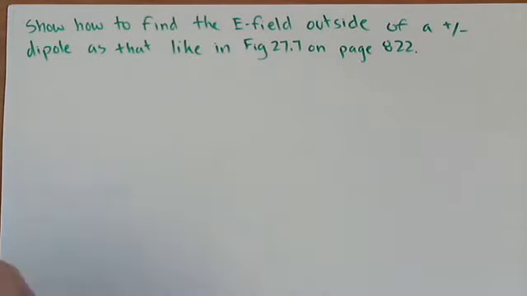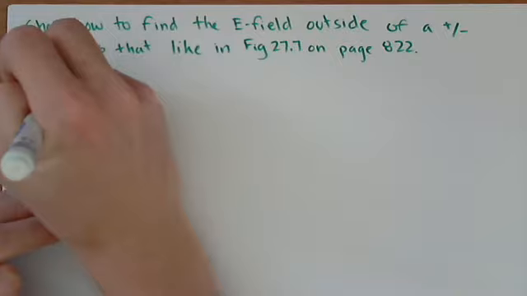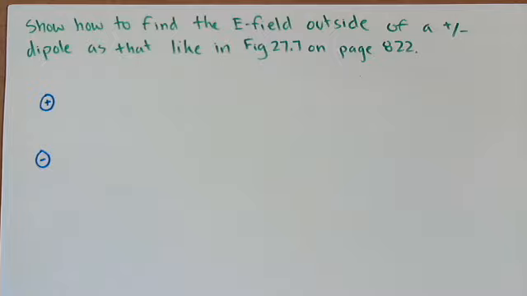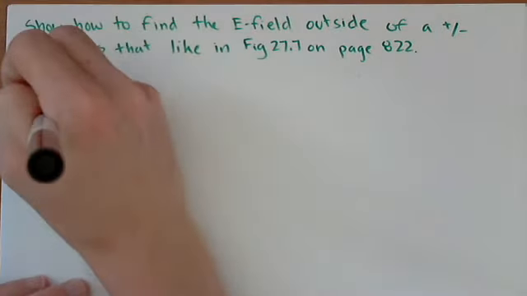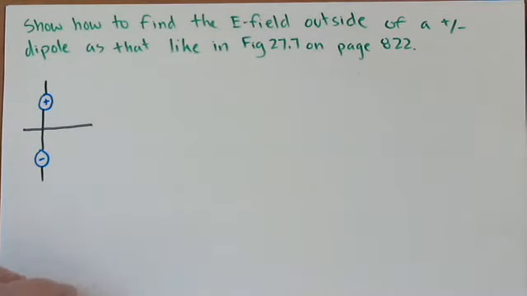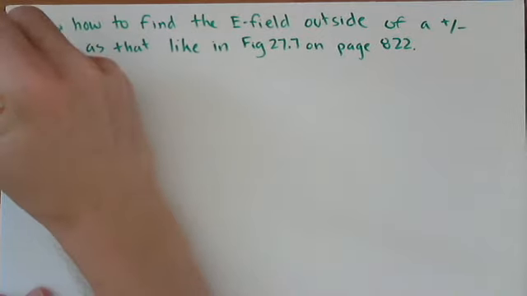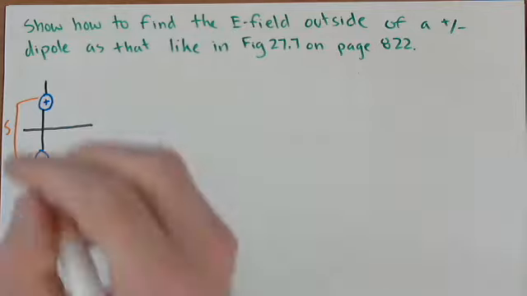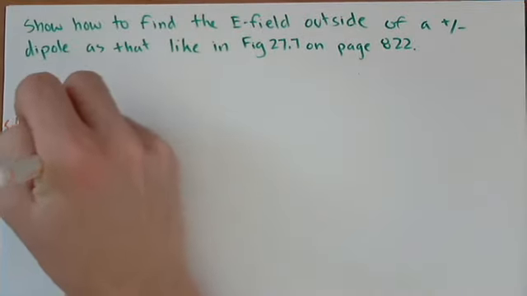We are going to show how to find the E field outside of a plus or minus dipole, like in figure 27.7 on page 822. On page 822, we have two charges, a plus and a minus, making a dipole. So we'll draw out the dipole. The two charges are distance s from each other, and they have charge positive q and negative q.